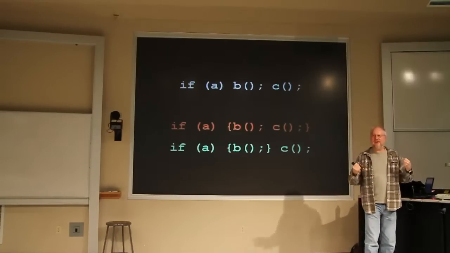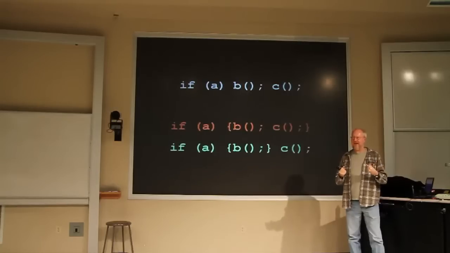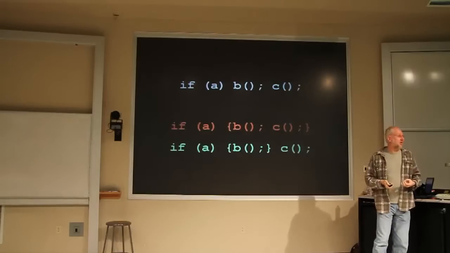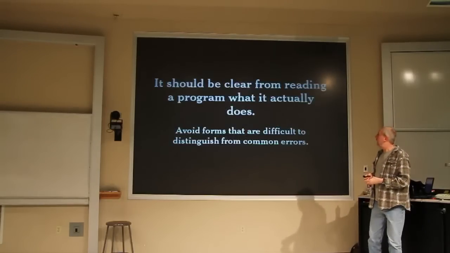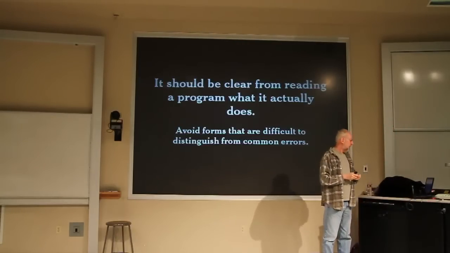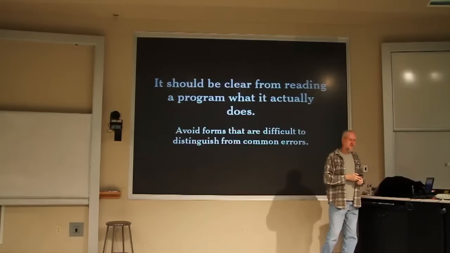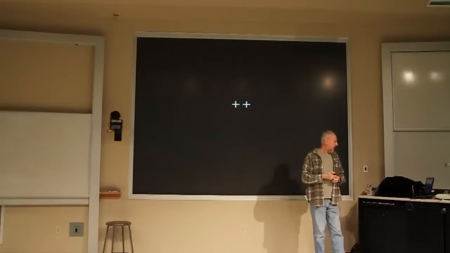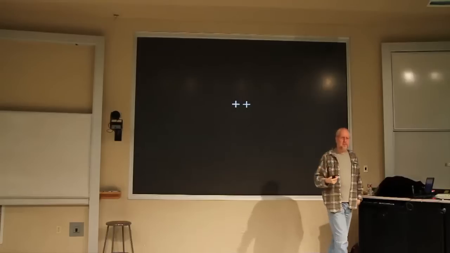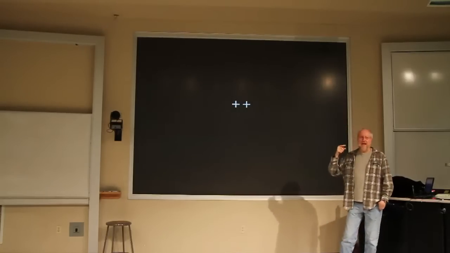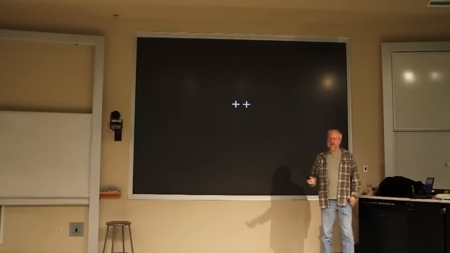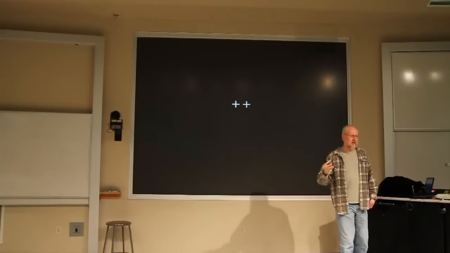Our whole reason to exist is to try to minimize our failure rate. There are simple things we can do in selecting the subset of the language that we're going to use that can help us do that. It should be clear from reading the program what it actually does, and we should be avoiding forms that are difficult to distinguish from common errors. But this one is more controversial. It was intended to facilitate pointer arithmetic, and it was implicated in most of the operating system buffer overrun security hazards that we experienced over the last couple of decades.